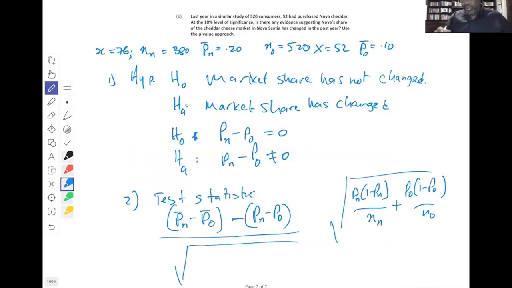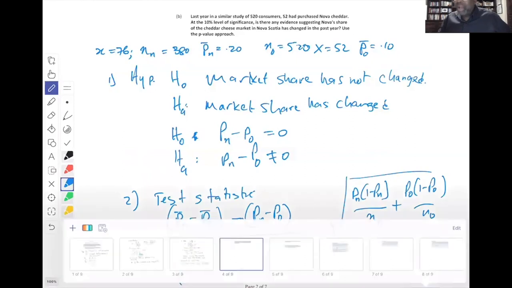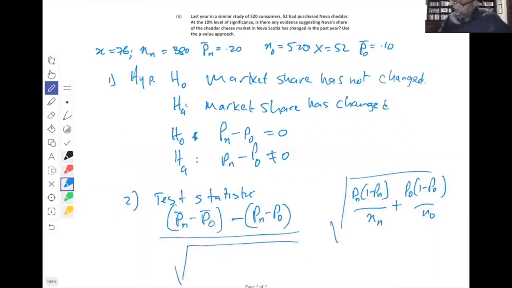In which case I cannot use this formula over here. So I have to replace it by the sample values, right? But I still have a problem. Well, what's that problem? My sample proportions p bar n and p bar o, by virtue of the null hypothesis, are expected to be the same, because the null hypothesis says the two population proportions are the same. But yet when I got a sample, they're different. So how could I estimate two things that are the same with two different values?